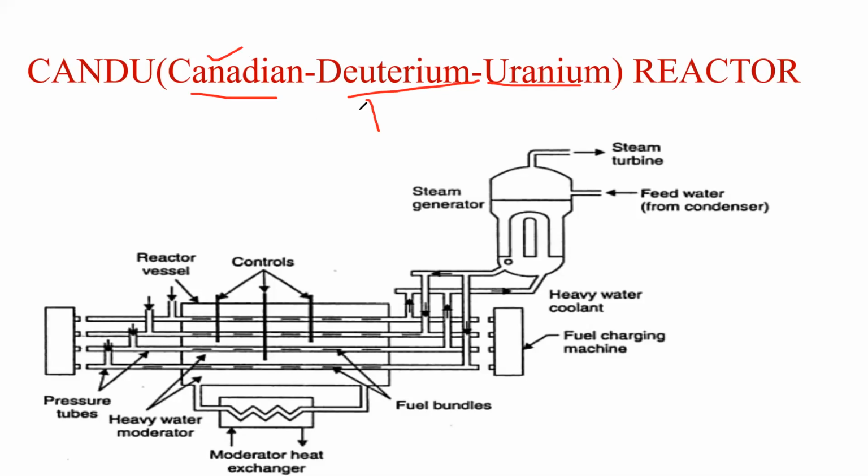Deuterium is nothing but the moderator, that is D2O. D2 is deuterium, represented as D2O, an isotope of hydrogen. And next is uranium. Here natural uranium is used. That's why the name of the reactor is Canadian deuterium uranium reactor.